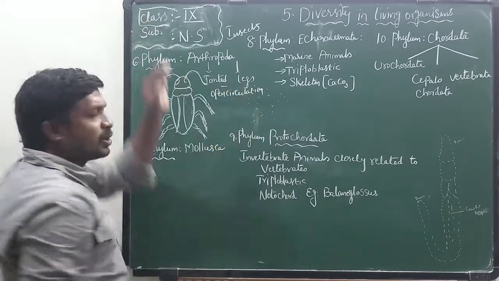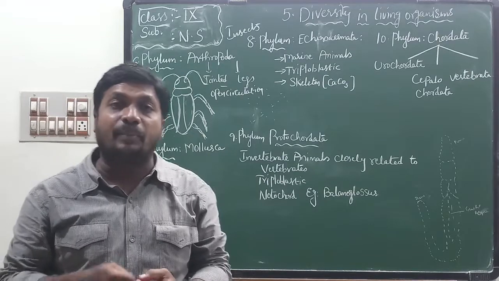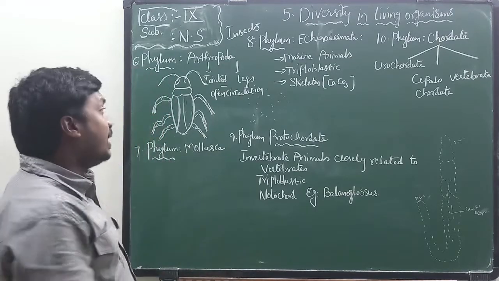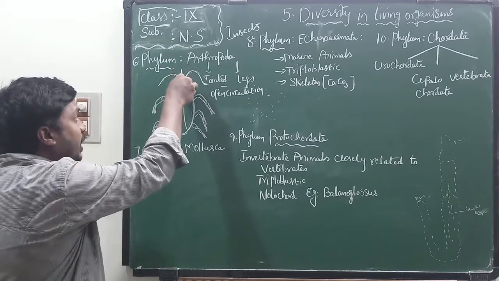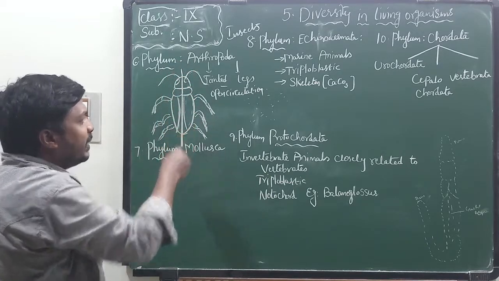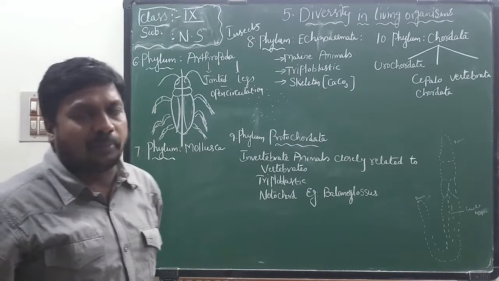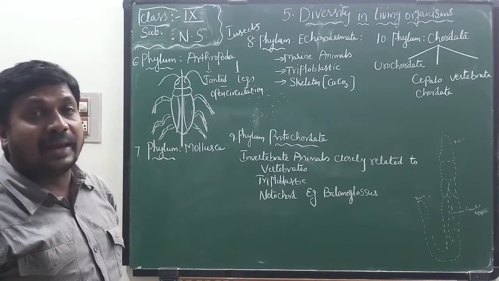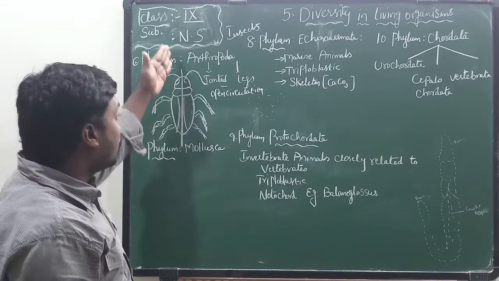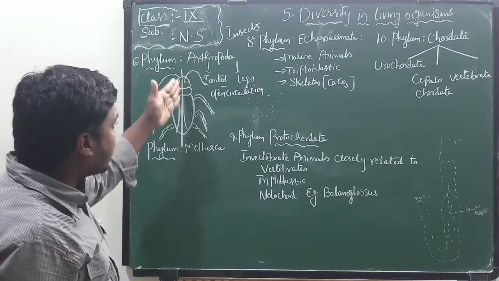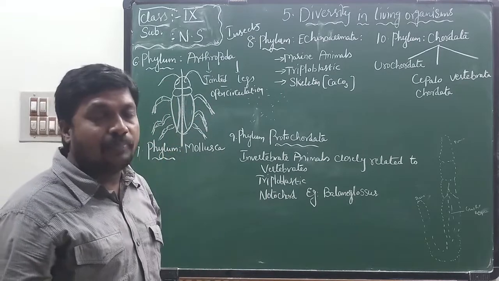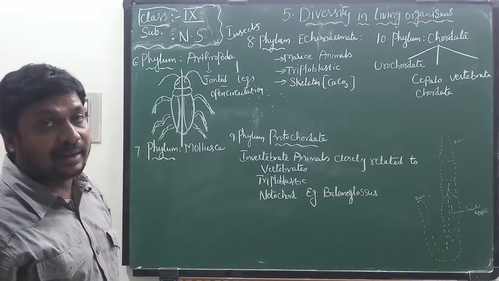What is meant by open circulation? They do not have any blood vessels. And bilaterally symmetrical. If you cut the cockroach down the middle, two equal halves will be produced. That is called bilaterally symmetrical. Bilaterally symmetrical means if you cut the cockroach through the central portion, it produces two equal halves.